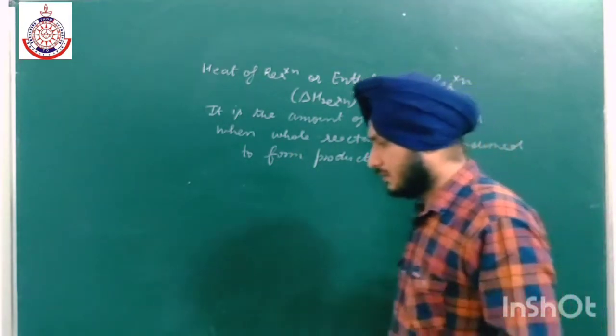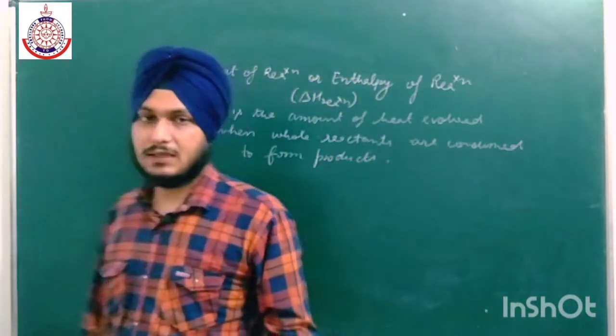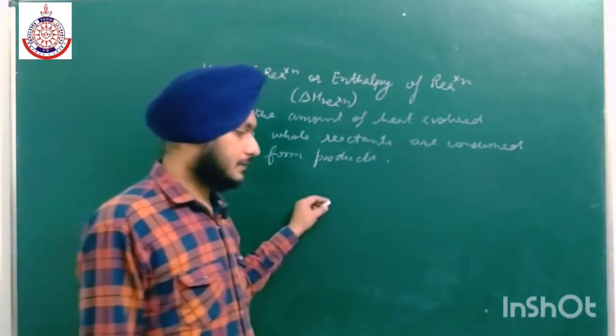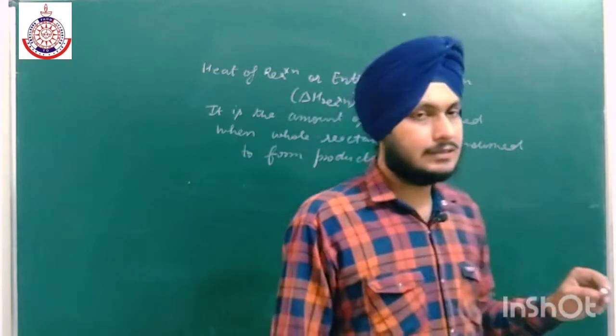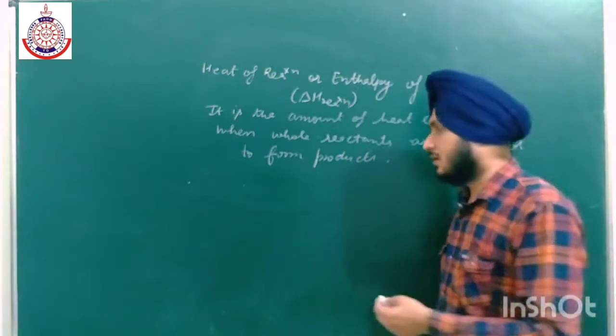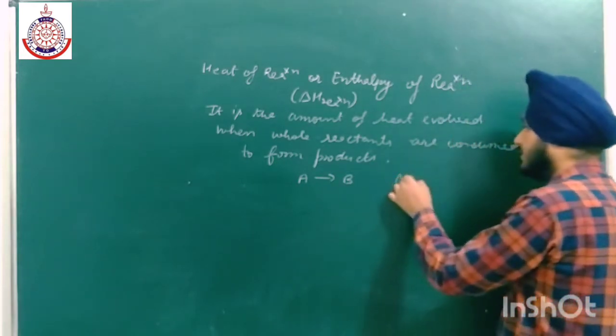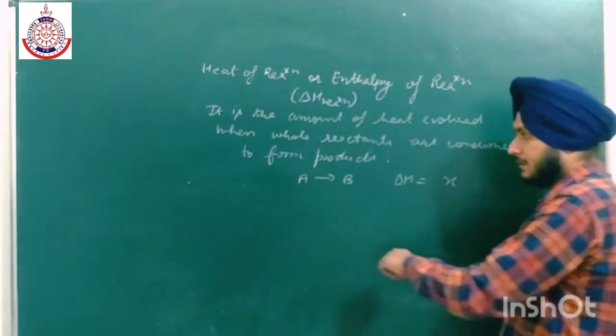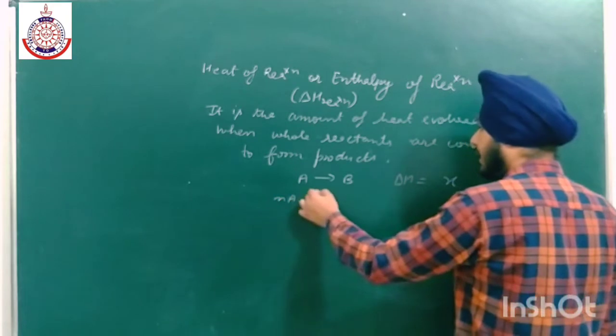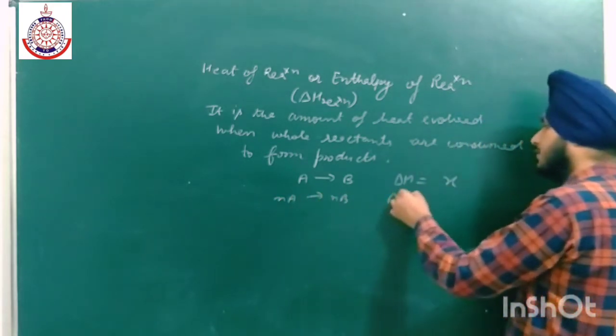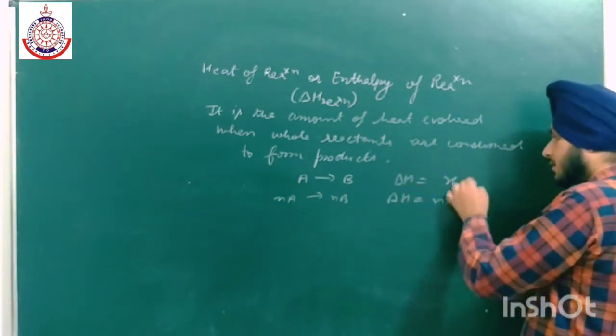There are some points which you should know. The first thing is, if we multiply a reaction by any number, for example, if we have A gives B and the delta H for this reaction is, let's say, X, and if I multiply this reaction by N, then delta H will also be multiplied by the same number.